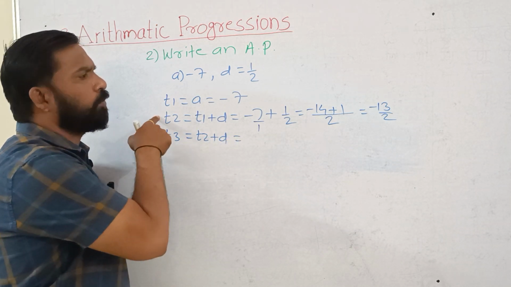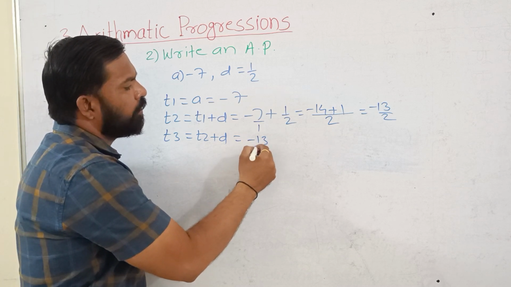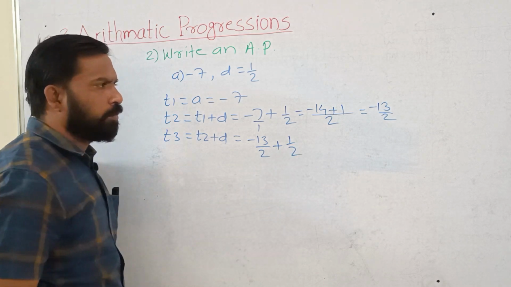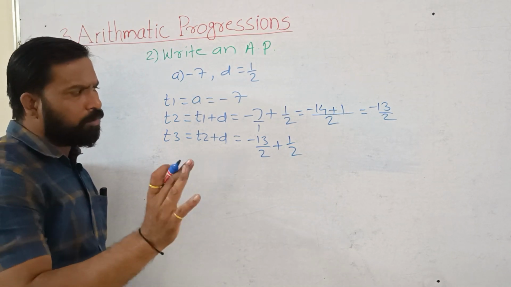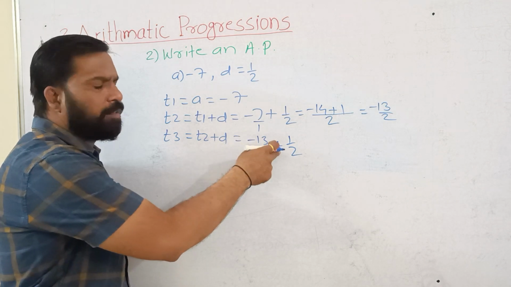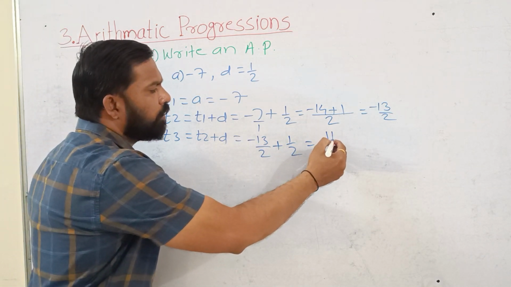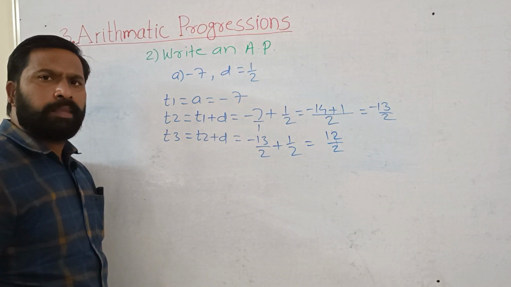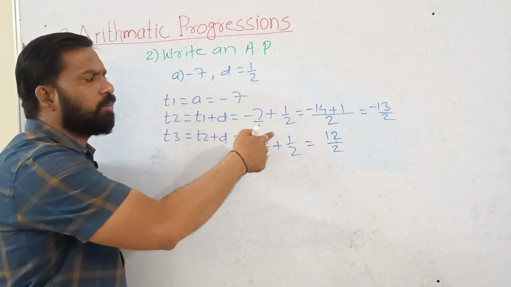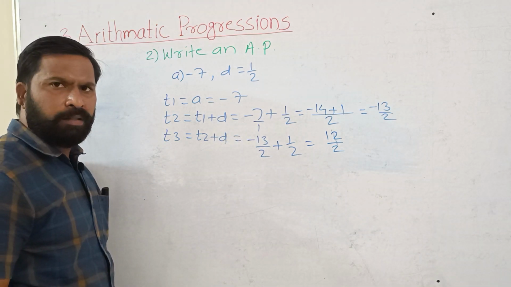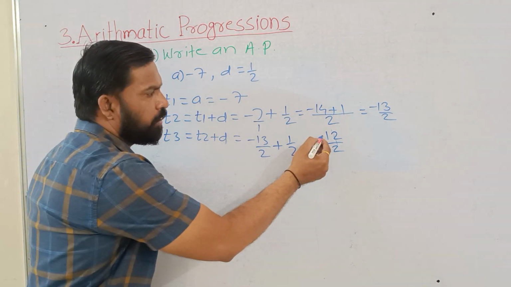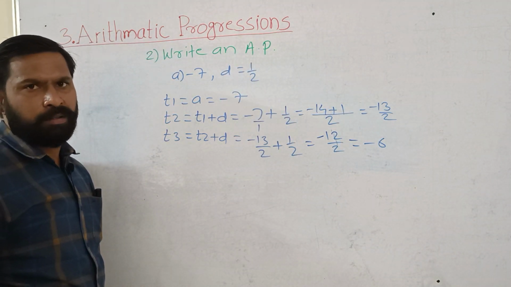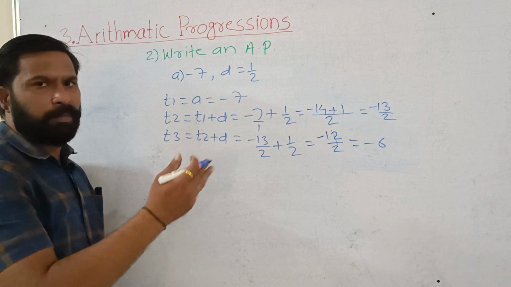What is the T2 you found? Minus 13 by 2 plus 1 by 2. The denominators are the same. Directly you can subtract or add. There will be subtraction because different signs are there. 12 by 2. Whose sign will it carry? Minus 13 or 1? Who is greater of them? Minus 13 is greater. So minus 12 by 2, so it is minus 6. 2 sixes are 12. 2 times minus 6 are minus 12. Okay.